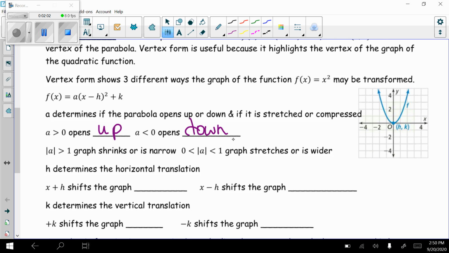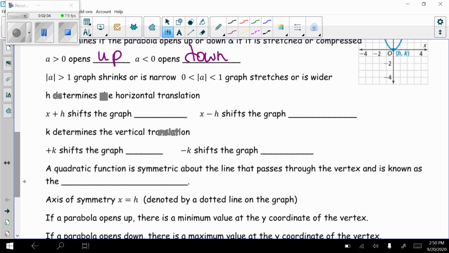h determines the horizontal translation. And again, it always comes out opposite. So if it's an x plus h, it will come out as a minus h, which will shift the graph left. If it's an x minus h, it comes out as x plus h, and it shifts the graph to the right. The k determines the vertical translation. Plus k shifts the graph up. Minus k shifts the graph down. So the HSRV, just like everything that we learned in Chapter 1.